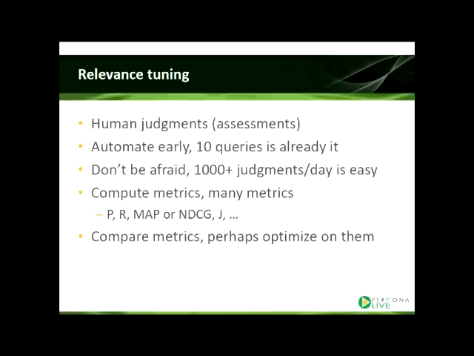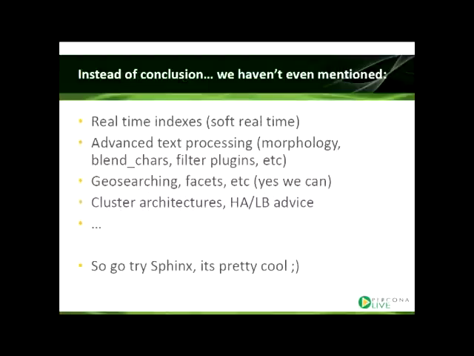And that's almost it. This was supposed to be the conclusion, but instead we haven't even mentioned a bunch of other interesting stuff that Sphinx can do, like soft real-time indexes with pretty much guarantees on the insertion time, advanced text processing stuff. We haven't even touched the morphology things, the blended characters stuff, which the social data mining industry seems to love, geo-searching, facets, some little usual things that you would expect from a text search engine, some cluster architectures, and HA advice. All of that stuff is out there. We don't have any time to cover it.